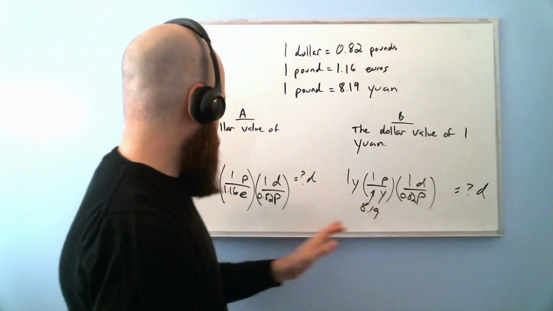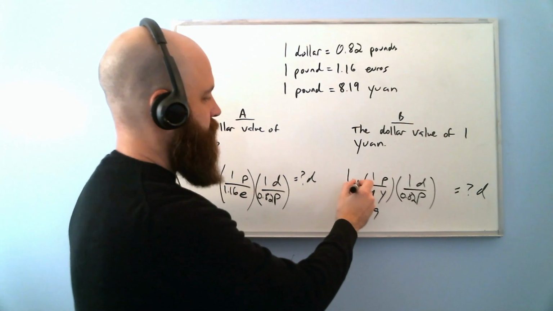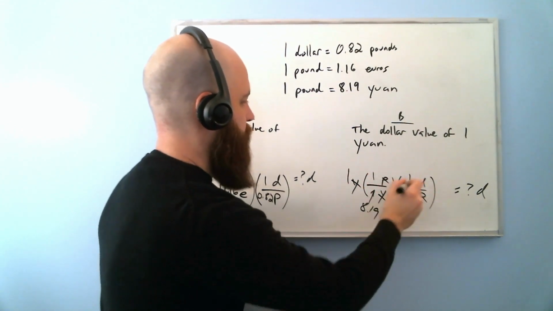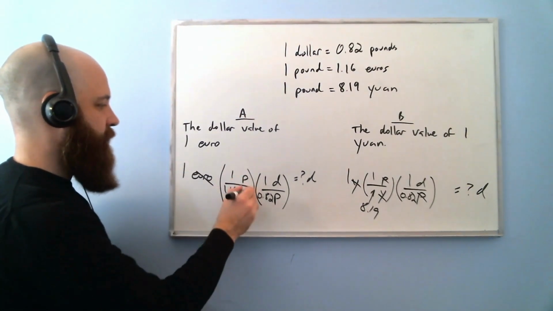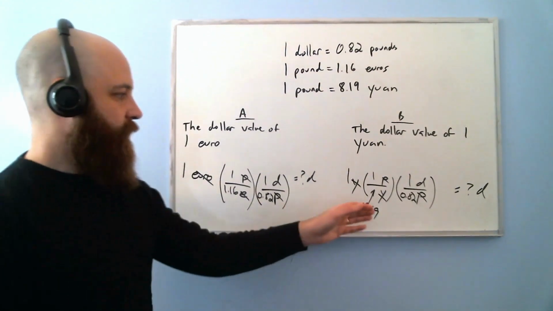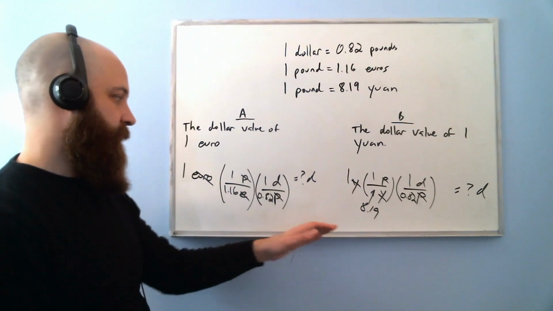Okay, so let me just go back to these units so I'm 100% sure that I'm getting what I want. So yuans cancel, I get pounds. Pounds cancel, I get dollars. Great. Same thing over here. Euros cancel, I get pounds. Pounds cancel, I get dollars. Okay, so again, really ugly numbers. So maybe I can eyeball this to see which of these is bigger.